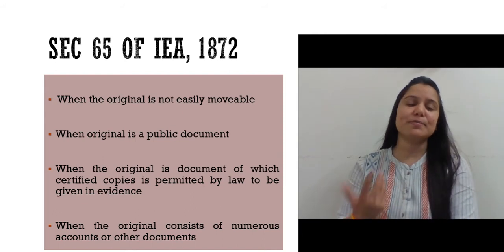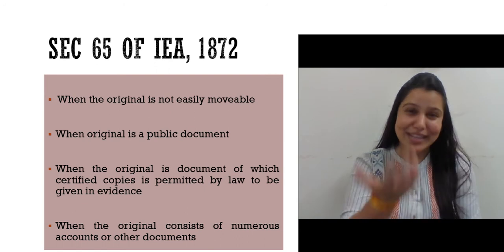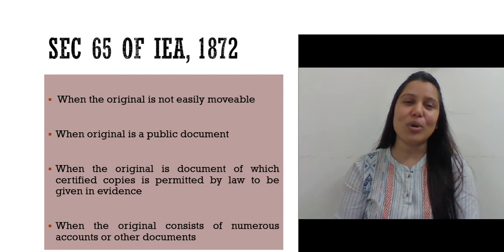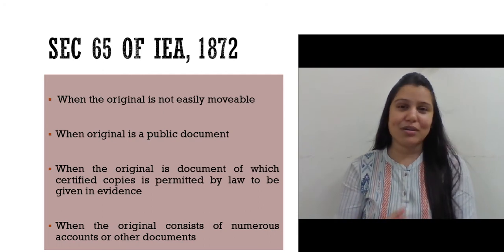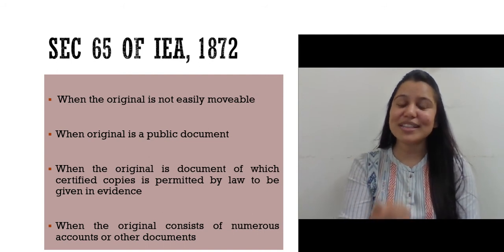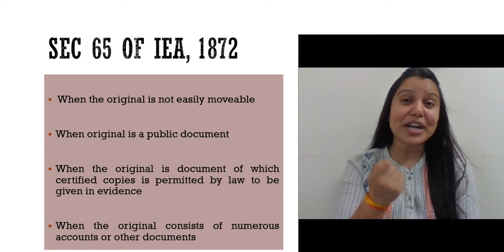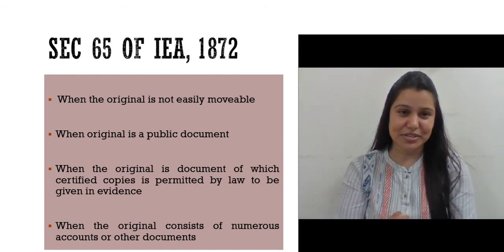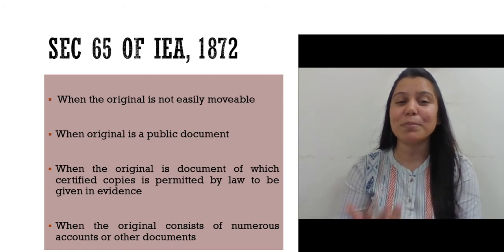Now, when the original is a public document. Of course, when it comes to a public document, you will not get the original document. You will just get the certified copy of it. The government is not going to hand over the main document to you. So, when it comes to a public document, a certified copy of the same shall be accepted as the secondary evidence. Now, the next one is when the original is a document of which certified copies are permitted by law to be given in evidence.